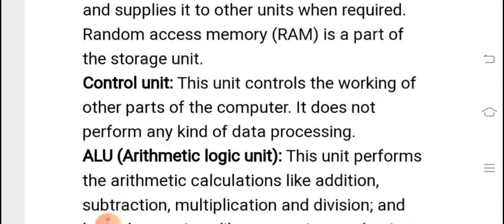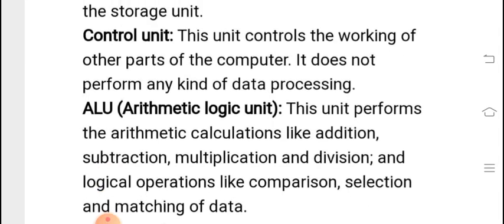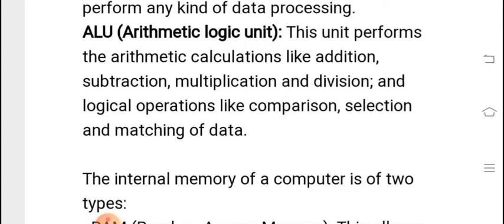Likewise, if you are working with one option, then others are not going to open over there, so it can control. Next is the arithmetic logic unit, the full form of ALU. This unit performs arithmetic calculations like addition, subtraction, multiplication and division. Obviously, you have seen all these applications in your computer. And logical operations like comparison, selection and matching of the data.